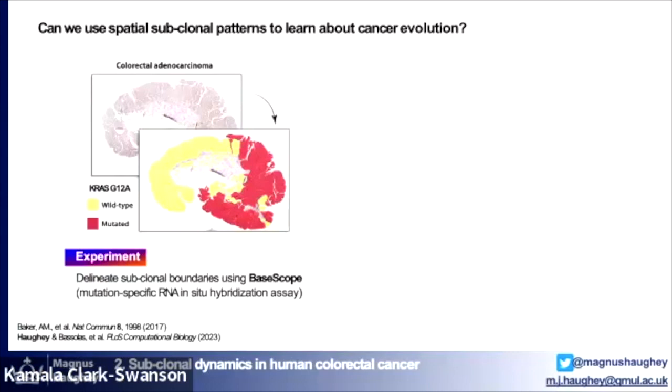This method was published a few years ago. It's called BaseScope. This is an assay that allows us to stain solid pieces of tumor tissue and probe a specific genetic locus, and highlight with high spatial resolution areas of tumor cells that are mutated or wild type at this particular locus. And so you can see these very interesting, complex shapes that this method produces.